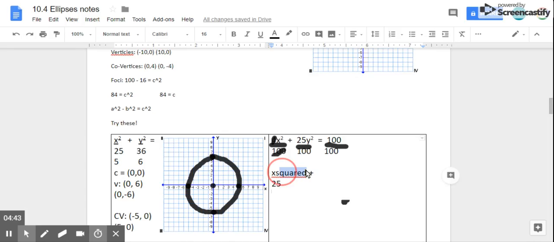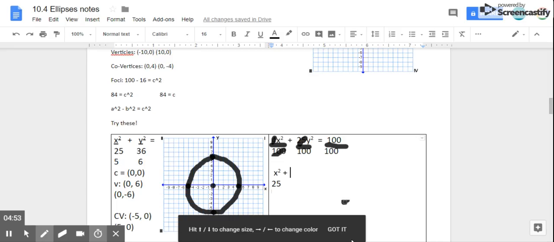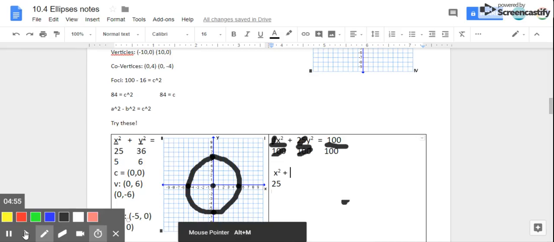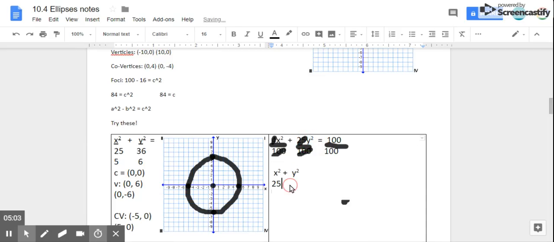Plus, and then what goes into 25 and 100? Well, 25. 25 goes into 25 once, so that goes away. 25 goes into 100 4 times. So again, I'm left with y squared over 4. And then this all is supposed to equal 1.